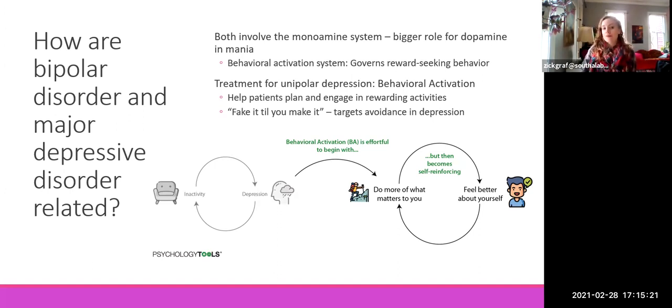Another way that bipolar disorder and major depressive disorder are related is that both of these mood states can be responsive to the environment. They can be responsive to activity level. So we talked about behavioral activation as a treatment for unipolar depression, which is basically, as you guys are practicing, planning and engaging in rewarding activities to try to break out of this negative, vicious cycle of depression and inactivity. I'm depressed, so I don't think I'll have fun going out with my friends, so I don't go out with my friends, so I don't have fun, so I'm more depressed.